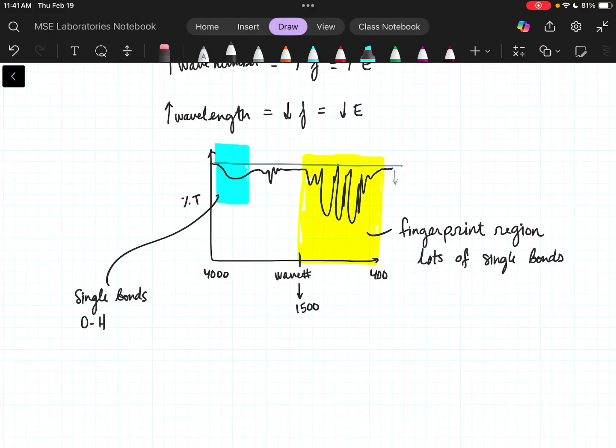That OH is the wide peak. Almost every other peak that you're going to see is going to be a sharper peak, where OH is a really distinguishable wide peak. You're also going to get carbon hydrogen stretch.